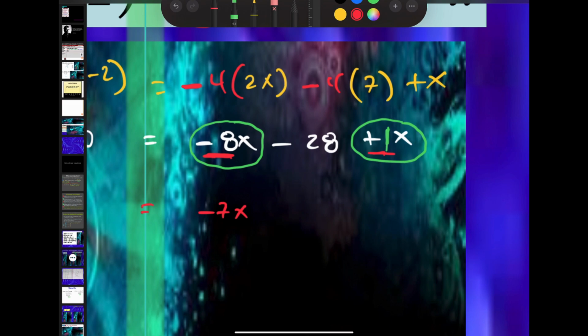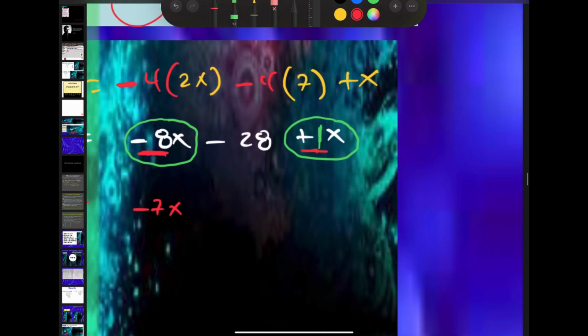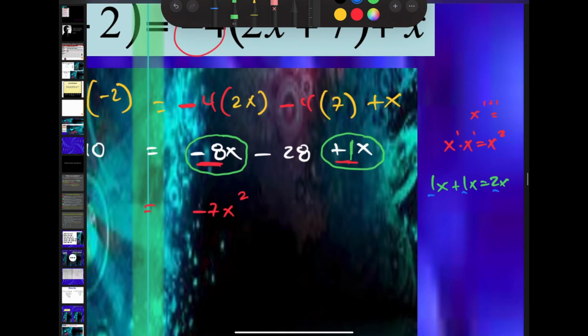Now, some students, I'm trying to clarify all the mistakes students make, they think, Mr. Ng, is that a squared? No. It only becomes squared if you're multiplying. Do you see this? It's really 1 plus 1. If you're multiplying, you get x squared. If you're doing this one, 1x plus 1x, that becomes 2x. We're just adding the numbers in front. Okay? So it is not squared. And I still have the minus 28.